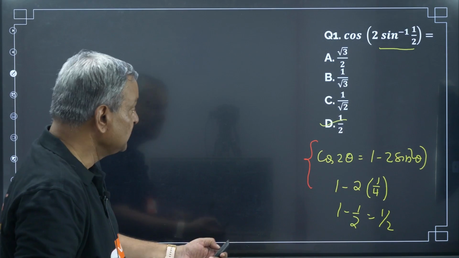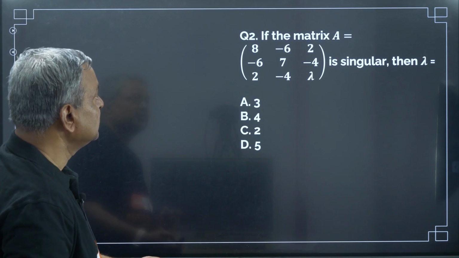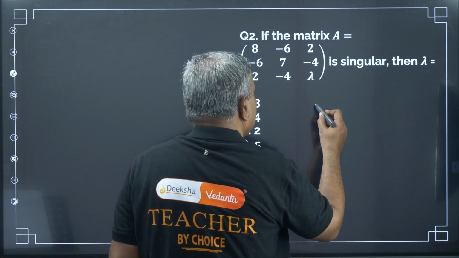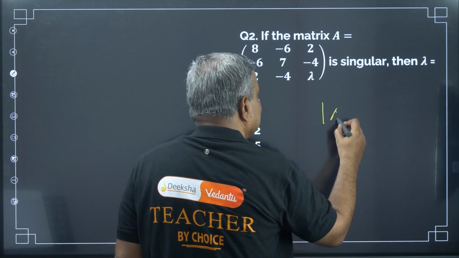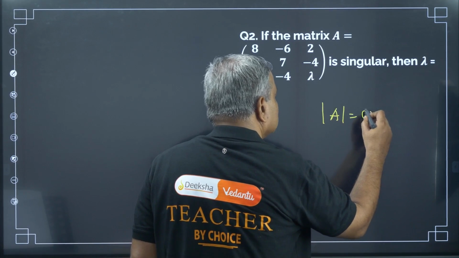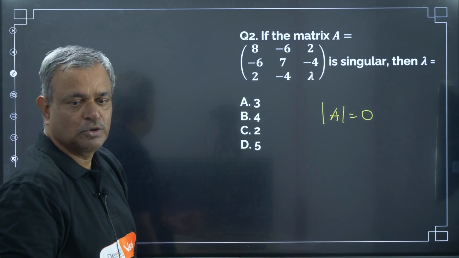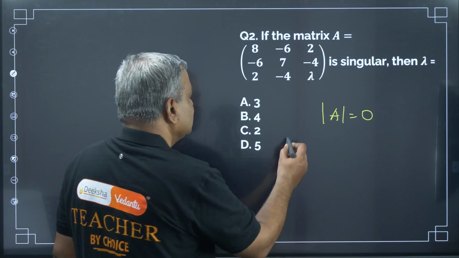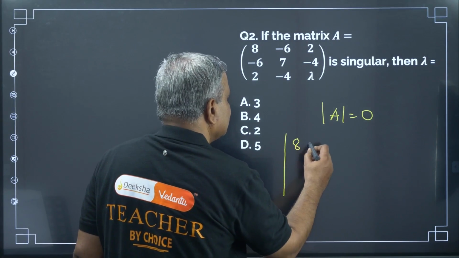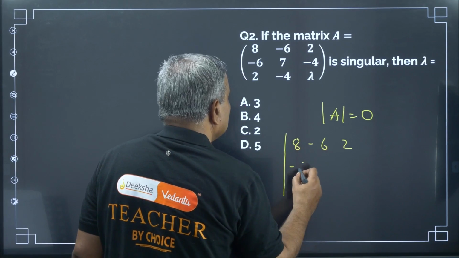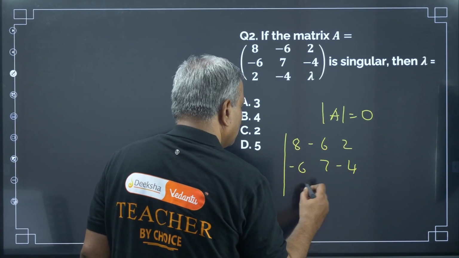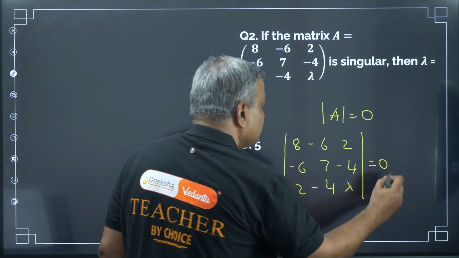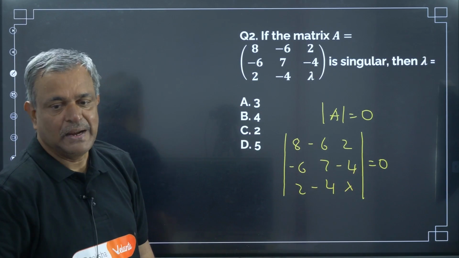Okay, that's the concept. Next one. If the matrix is singular, matrix A is singular means det of A is equal to 0. Simple one. You evaluate the determinant and you will get the value as 0. Determinant 8 minus 6 2, minus 6 7 minus 4, 2 minus 4 lambda is equal to 0. You get the value of lambda.